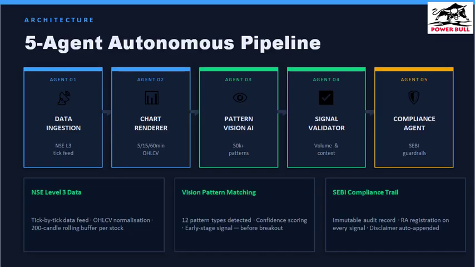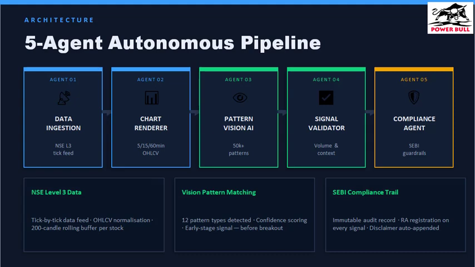We use a 5 autonomous agent pipeline here. The first agent is meant for data ingestion, which is very critical for image patterns. Then chart rendering, where we put the data into candlesticks so that the image is formed in a proper chart pattern. Then the vision AI, which is very critical. It will match the image and say this is a bullish one. It will match each pattern whenever it gets formed.